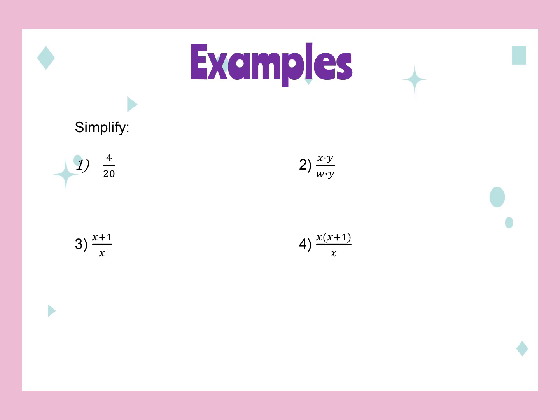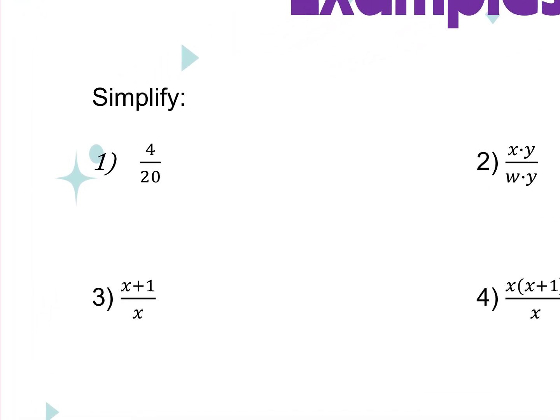All right, so let's try some examples. The first one should be super easy. So 4 over 20, again, cancel out a common factor. They share a factor of 4, so I would divide the top and the bottom by 4, and I get 1 over 5. All right, very simple. That would be your only answer.